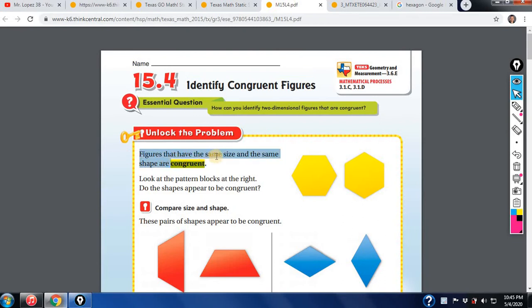Figures that have the same size and the same shape are congruent. And highlight this word congruent, put it in a different color, whatever you choose. Okay. Then you can draw some shapes. After we're done with your lesson here, you can go back and draw shapes that are congruent. And the key to knowing about congruency is that they have to have the same shape and the same size.